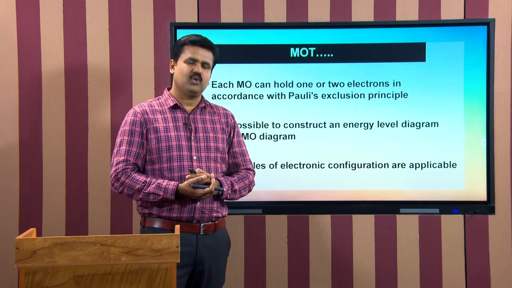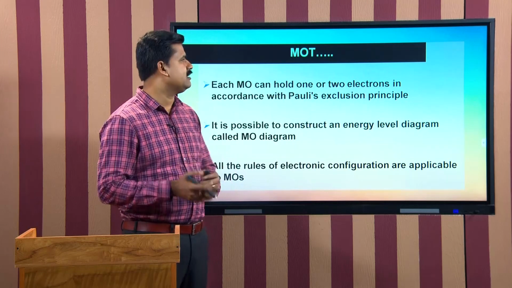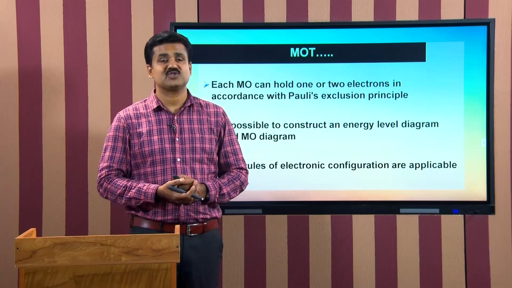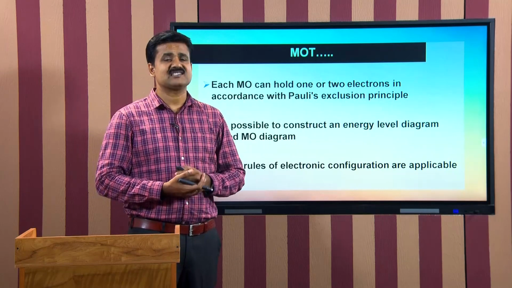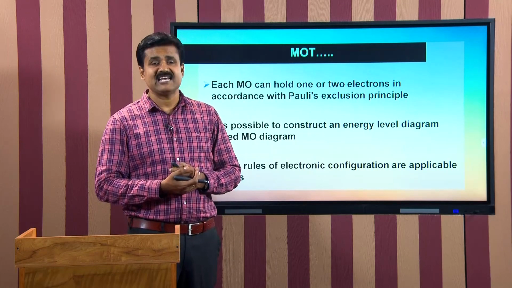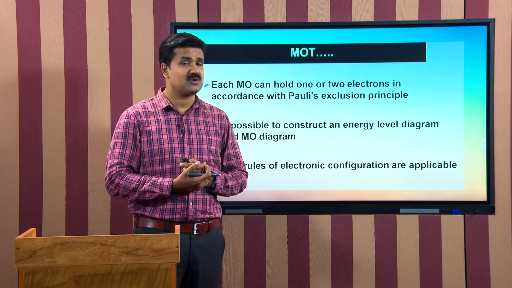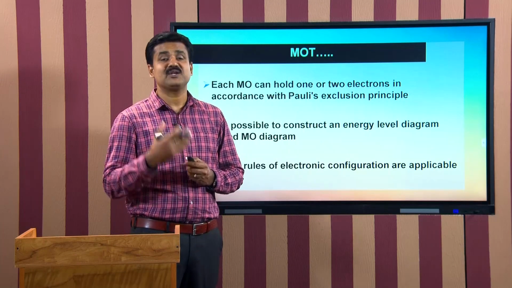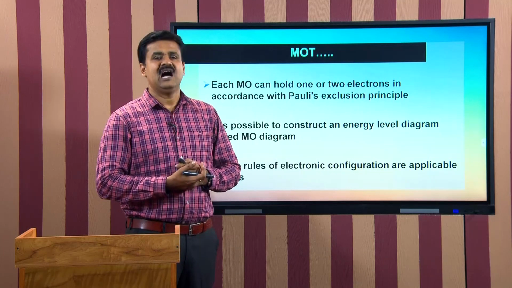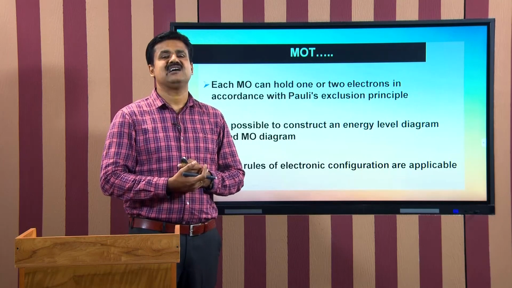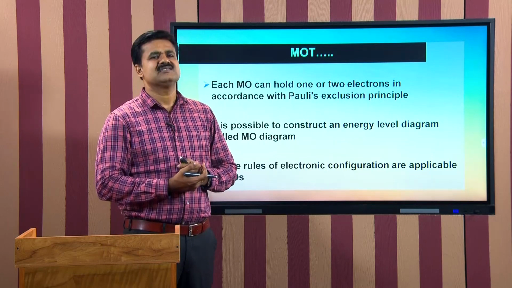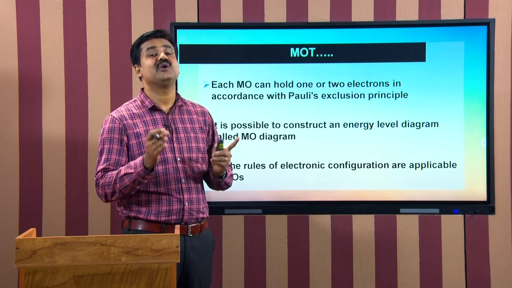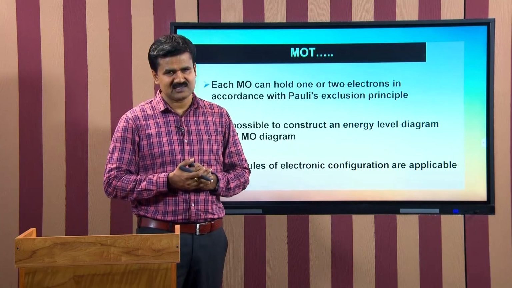Each molecular orbital can hold 2 electrons in accordance with the Pauli's exclusion principle. As per the Pauli's exclusion principle, no 2 electrons in an atom can have the same set of 4 quantum numbers. That is a very important principle related to electronic arrangement or electronic configuration. And these 2 electrons must have opposite spin also. Similar to an atomic orbital, each molecular orbital can also hold a maximum of 2 electrons.